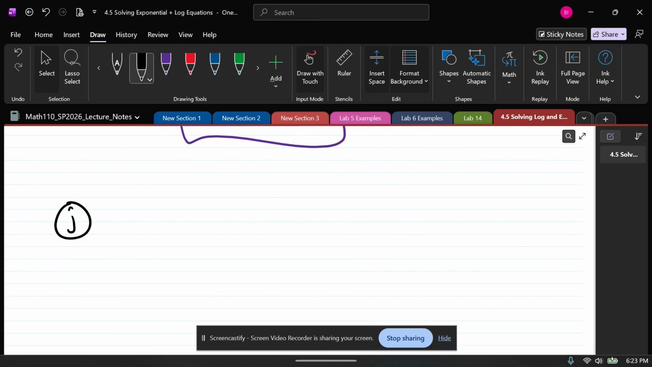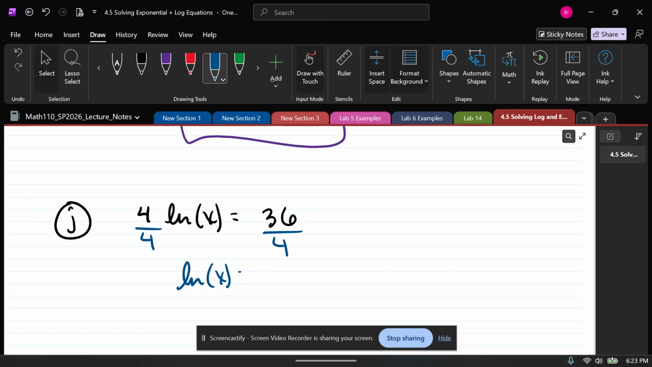Let's say J. Here we have 4 natural log of x equals 36. So on this problem, we have a logarithm in there where the x is tied inside of the logarithm. The first thing that I want to do is isolate the logarithm. So dividing by 4 would really be a good idea. So that's going to be natural log of x. What's 36 divided by 4? 9.